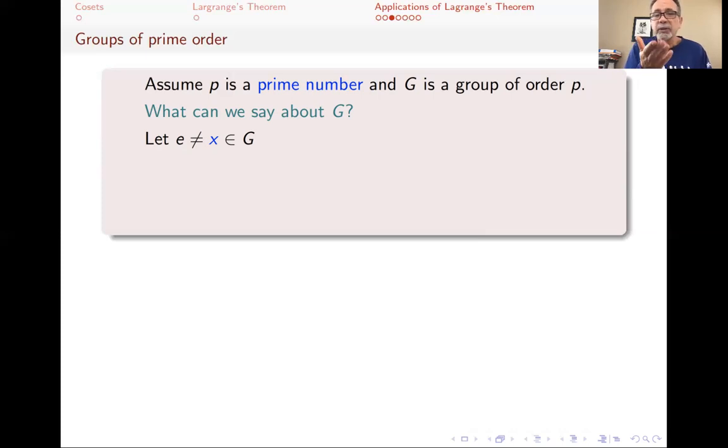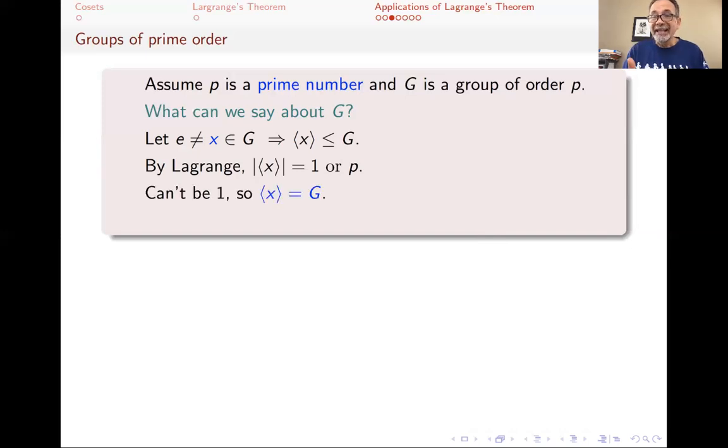Let's pick one like that, an arbitrary X. And again, let's look at the subgroup generated by that. By Lagrange's theorem, its order divides the order of the group. But the order of the group is a prime number, so the size of this subgroup is either 1 or P. It can't be 1 because it already has identity and X in it. And so it's got to be P.